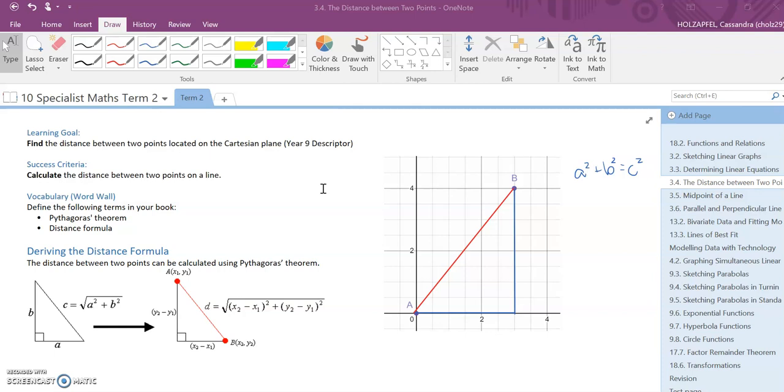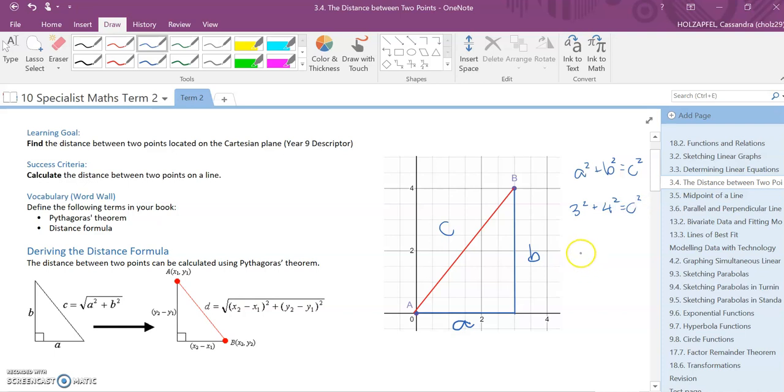So what we need to do is work out the length of each of the sides. I'm going to call this side A, I'm going to call this side B, and I'm going to call this side C, and we're always going to have C equal to our hypotenuse. So first of all, let's work out this length here. Now looking at our Cartesian graph, we can see that the length of A here is going to be 3, and we can see the length of B is going up to 4. So we could simply write this as 3 squared plus 4 squared is equal to C squared.